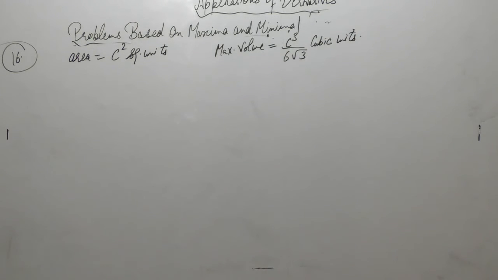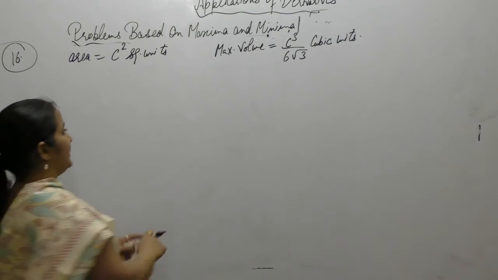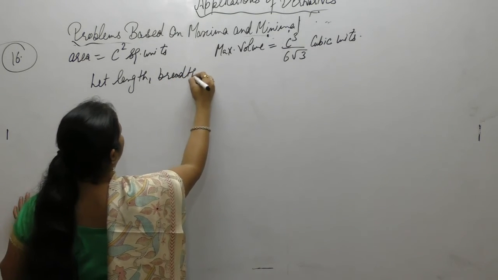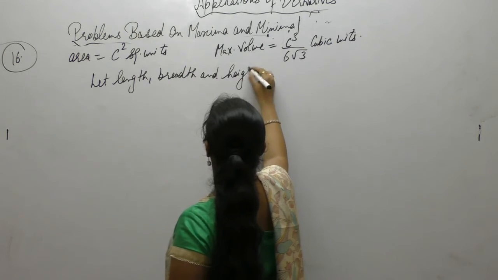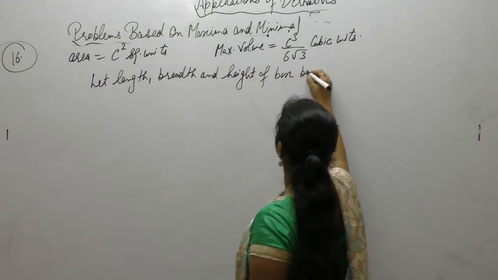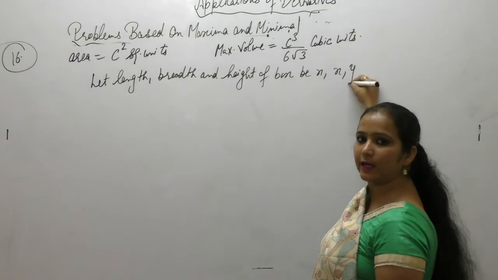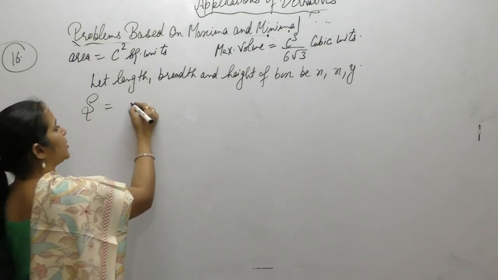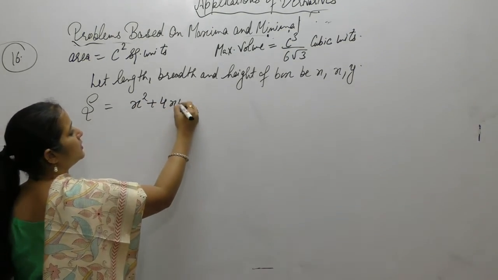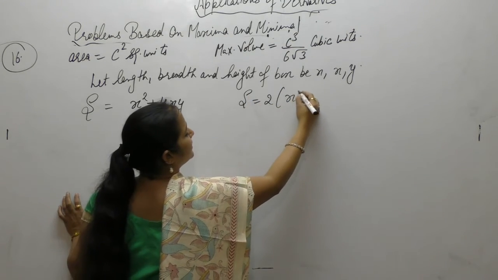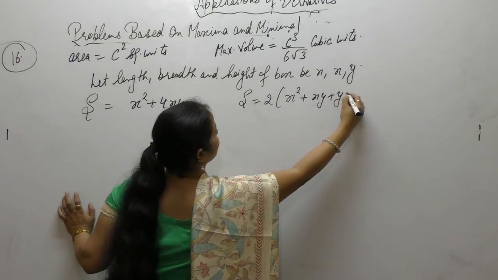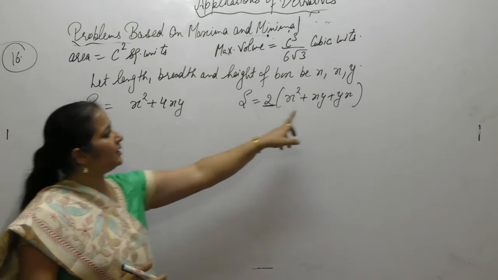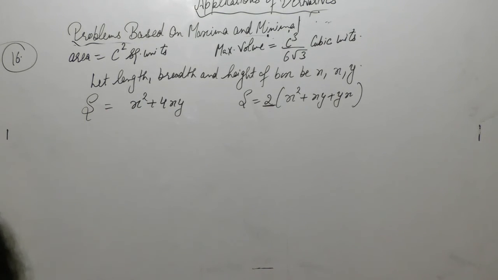Now the box is given, an open box with a square base. Let the length, breadth and height of the box be x, x and y. Square base, so length and breadth will be equal, height is y. Now the surface area: one side is open, so x square plus 2 times length into breadth plus breadth into height plus height into length. But since it is open, the open portion is not there, so x square plus 4xy.